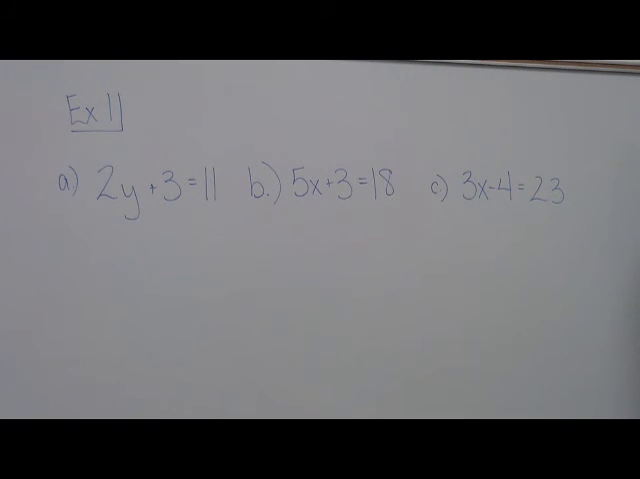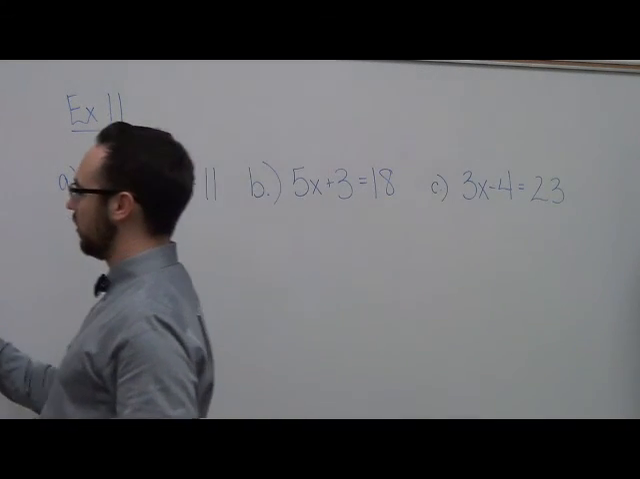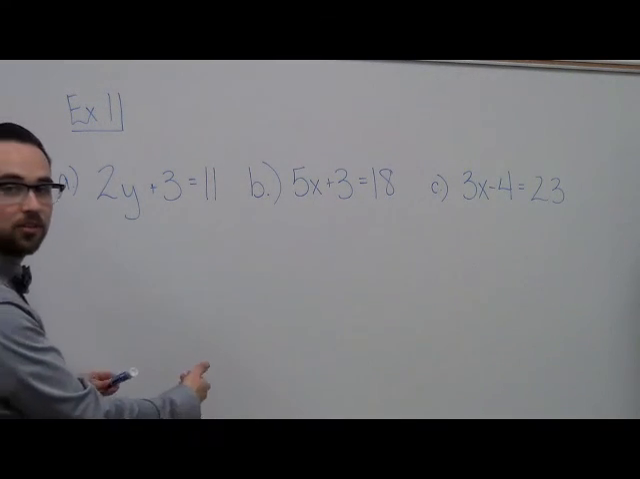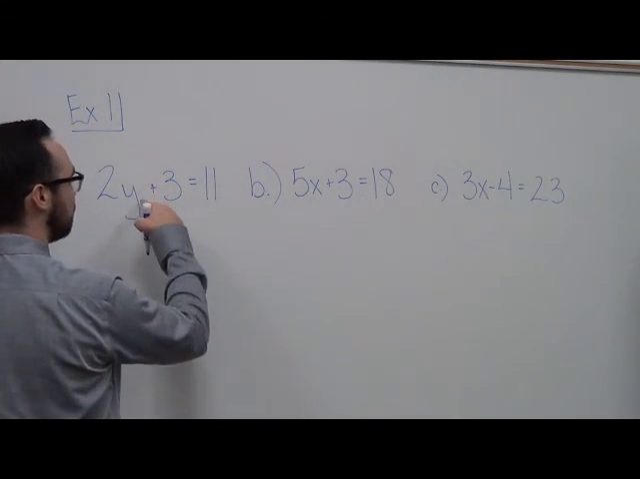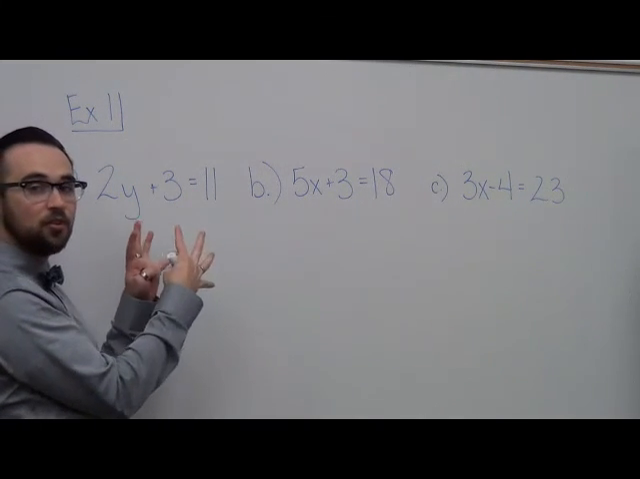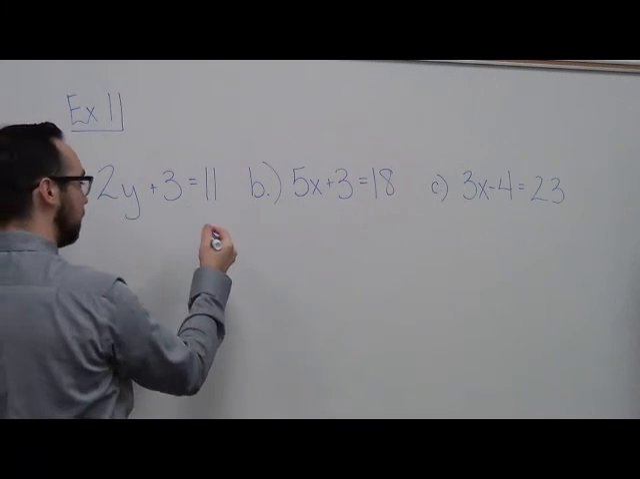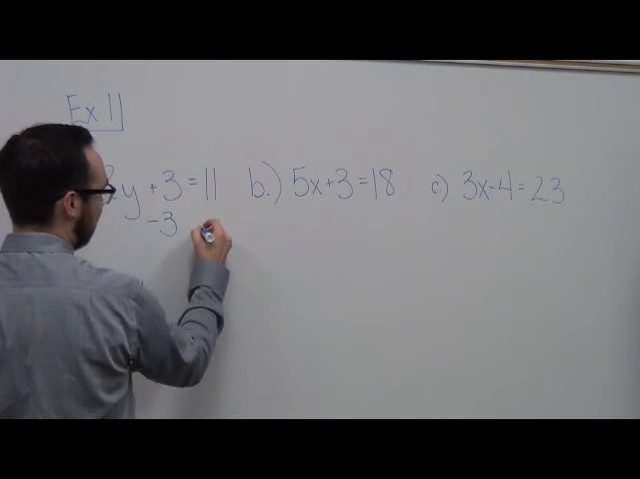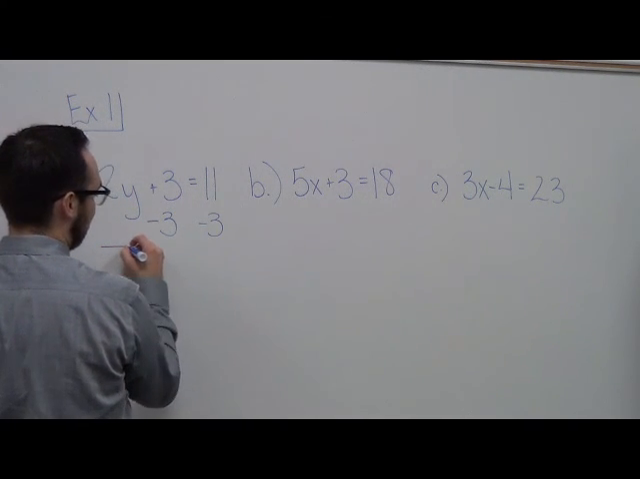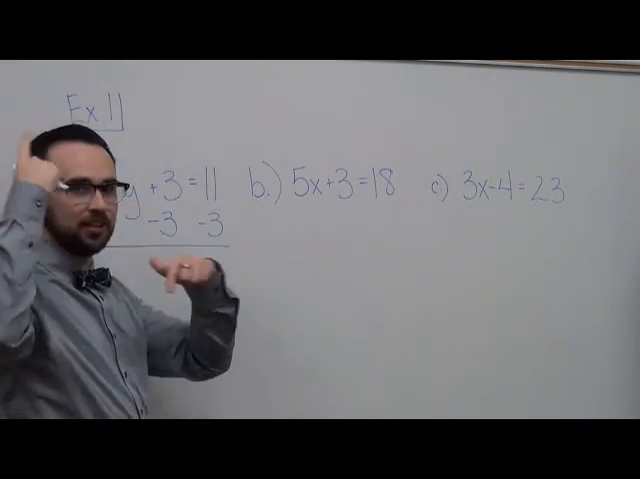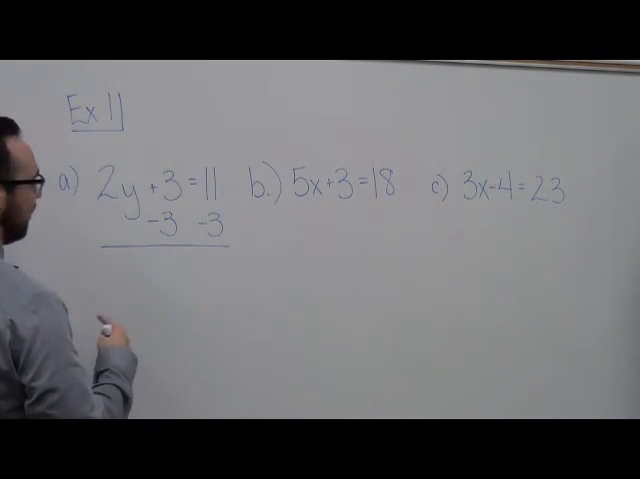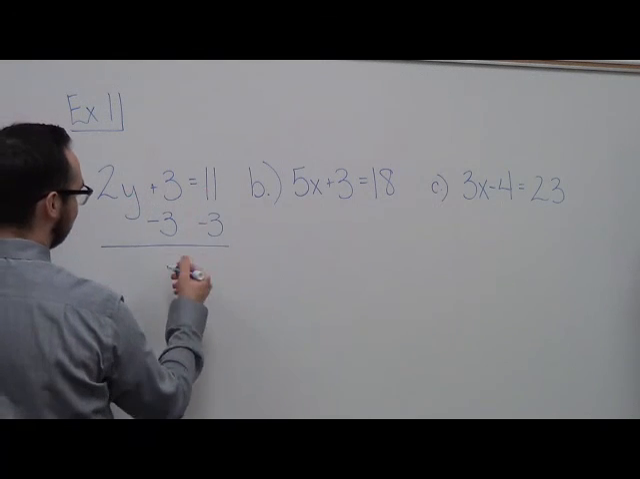The first example says 2y plus 3 is equal to 11. Keeping in mind that we're working backwards, we want to subtract the 3. You're still solving, so you're still doing the opposite. I'm working backwards, so I'm going to subtract the 3 first. There's just a lot of backwards thinking. This is all topsy-turvy, upside down. So we do the opposite here.